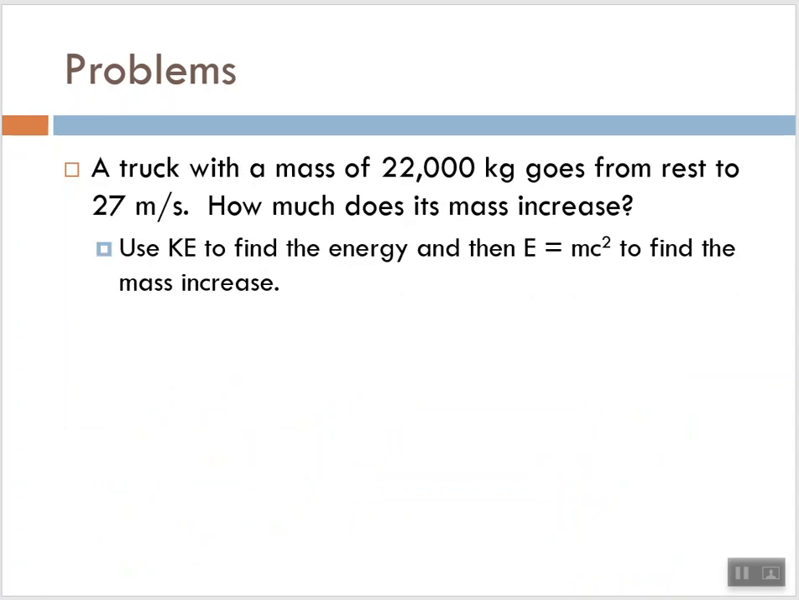Alright, problems here. A truck with a mass of 22,000 kilograms goes from rest to 27 meters per second. How much does its mass increase? Hint: use kinetic energy to find the energy, and then E equals mc squared to find the mass increase. Well, let's do the kinetic energy. Let's find out how much kinetic energy it has.